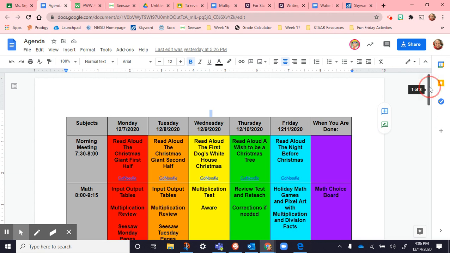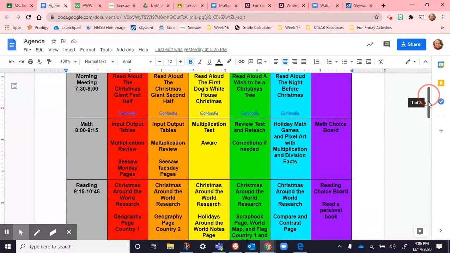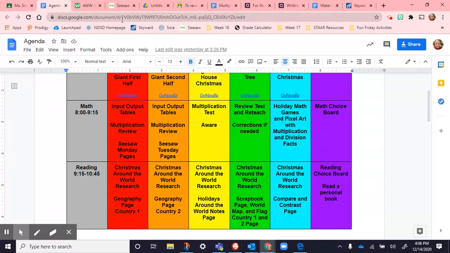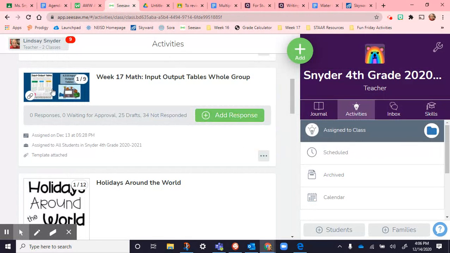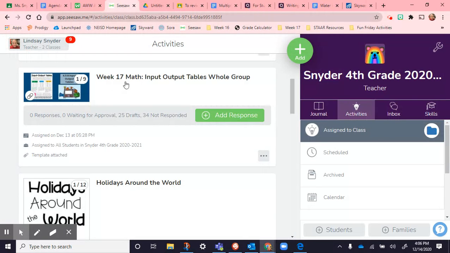Let's go ahead and look here at our agenda. So we read the first part of the Christmas Giant. We did our Go Noodle. Then today we started talking, and we'd already discussed input-output tables. And today we did problems this time with multiplication. So when you look at this, it's week 17 math input output tables whole group.